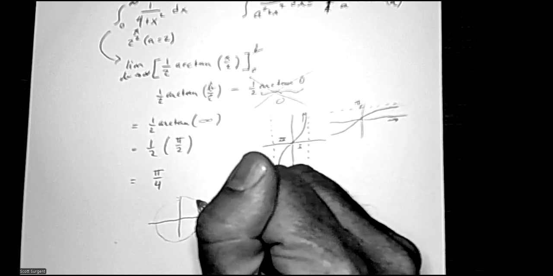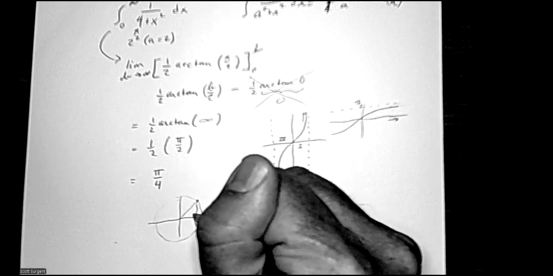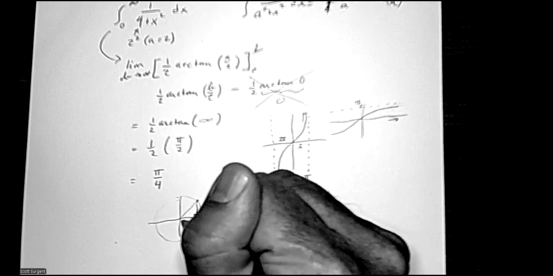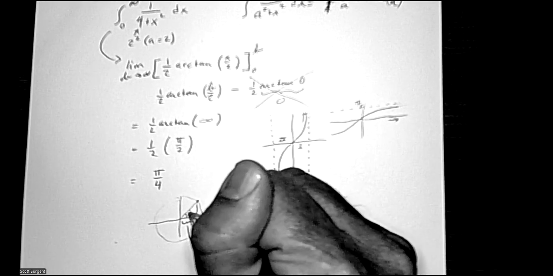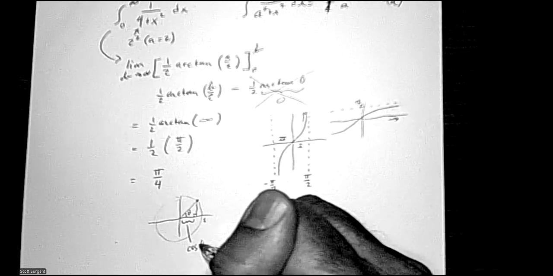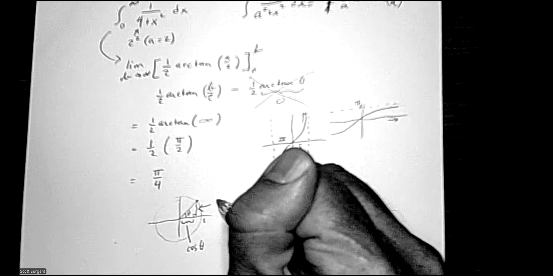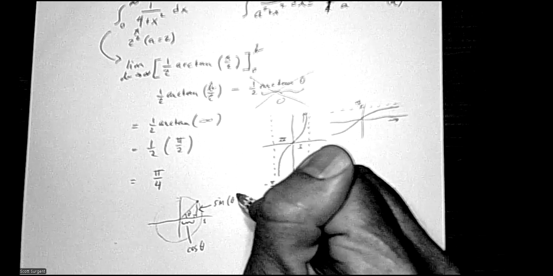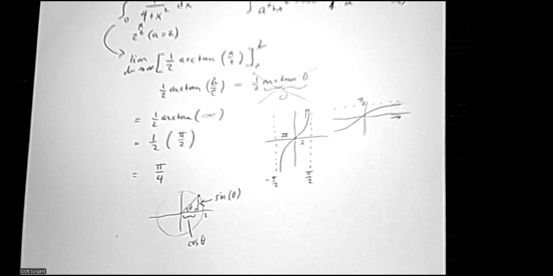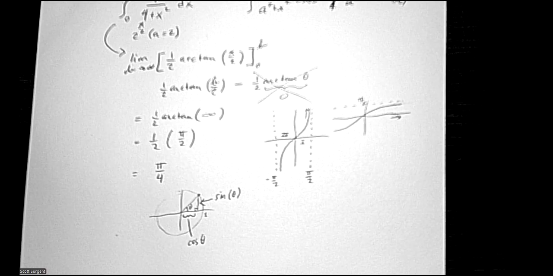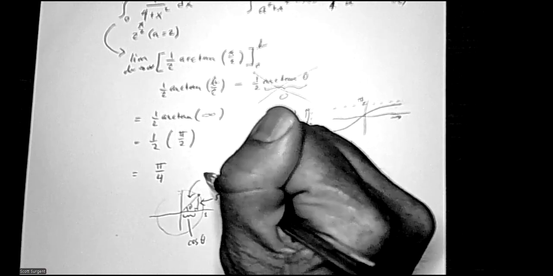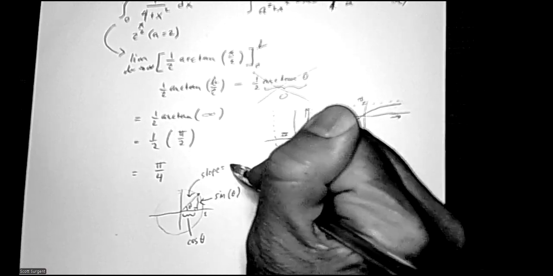and you pick a point, it's got a radius of 1. The cosine of the angle is actually the length of the adjacent leg. The sine is the length of the opposite leg. And if you stack them, sine over cosine, you get this slope. The slope is tangent.